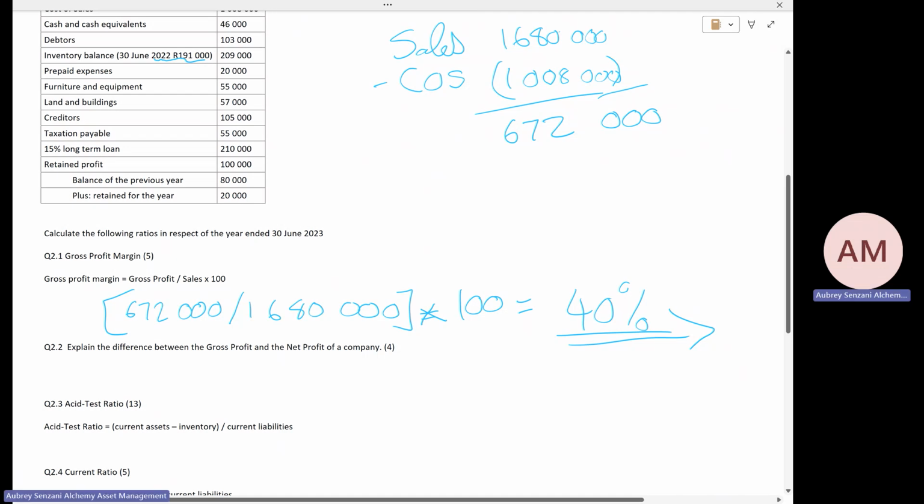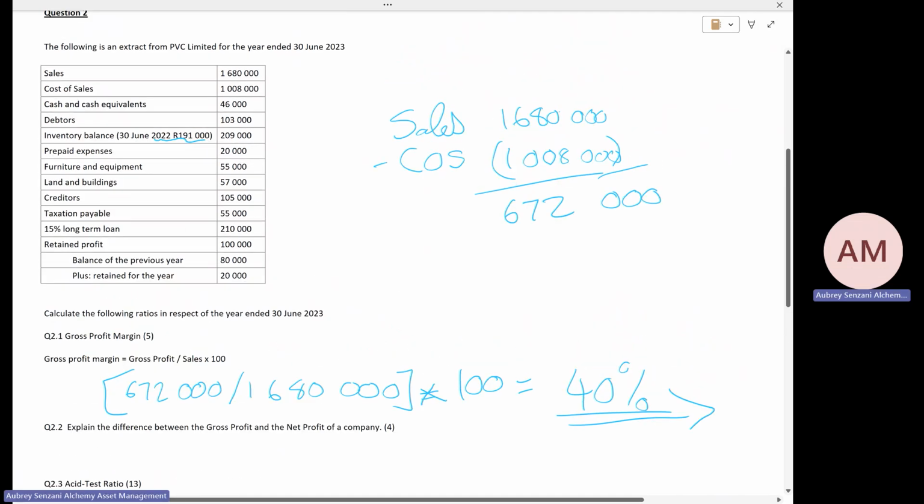So before you can even do anything, you need to obviously get all your current assets. Cash and cash equivalent is a current asset. Debtors, current asset. Prepaid expense is a current asset. Okay, inventory is also a current asset, but we are not going to use that because we're doing the quick asset test ratio. So what I would actually do is I would label all of them. I think that makes your life easy.